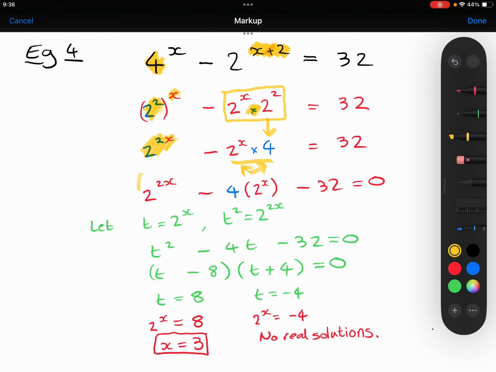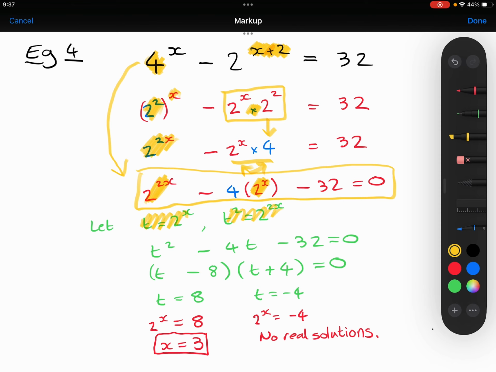So once you've spotted all of that, you can see that I've managed to turn that equation into this equation. And now that does look like a quadratic where this term squared is this term. So that's why I've said that t is 2 to the power x, t squared is 2 to the power 2x, and then I've followed that through just like I've done in the previous examples.